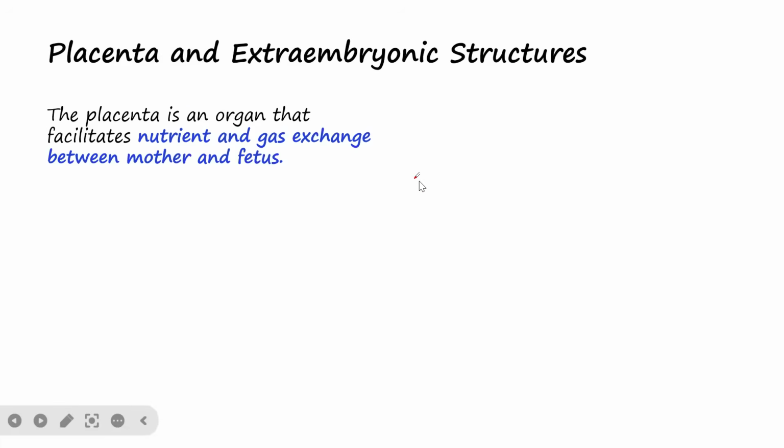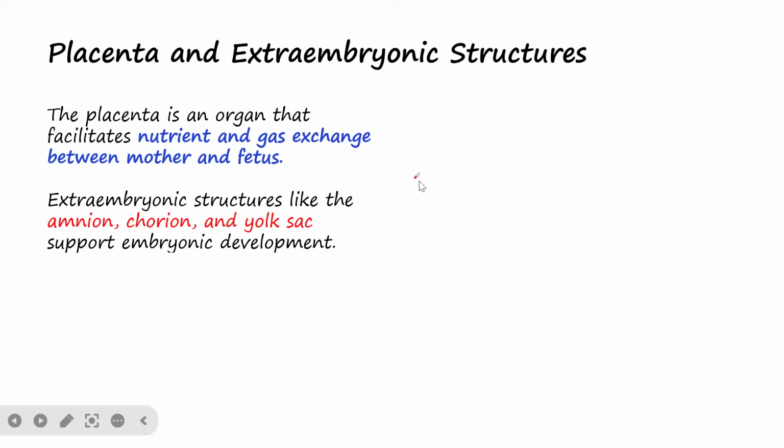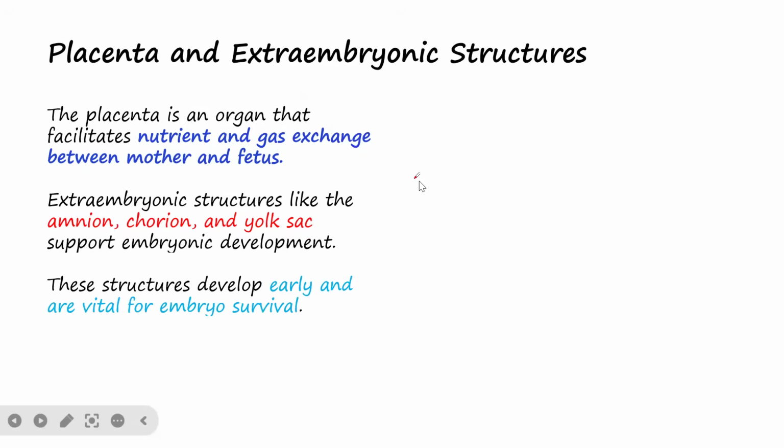So then the placenta and extra-embryonic structures. The placenta is an organ that facilitates nutrient and gaseous exchange between mother and fetus. So the placenta is an organ that connects the mother and the baby, and it's very important in facilitating the nutrient and gas exchange between the mother and the fetus. These extra-embryonic structures like the amnion, chorion, and yolk sac support embryonic development. These structures develop early and are vital for embryo survival.